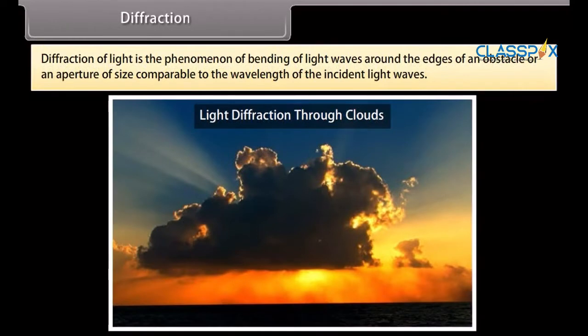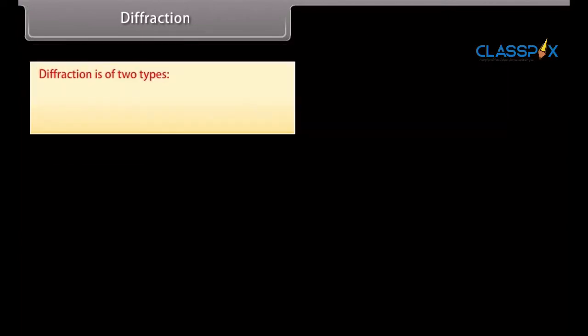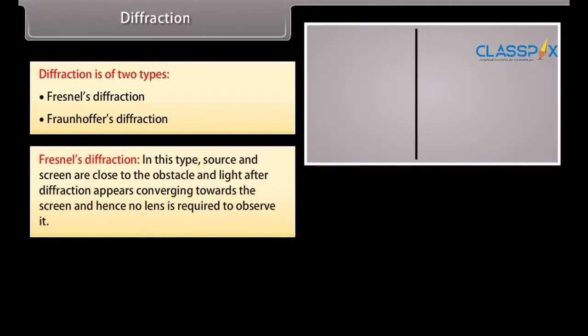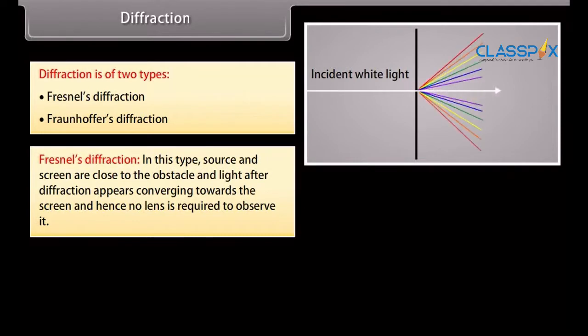Diffraction. Diffraction of light is the phenomenon of bending of light waves around the edges of an obstacle or an aperture of size comparable to the wavelength of the incident light waves. Diffraction is of two types: Fresnel's diffraction and Fraunhofer's diffraction. In Fresnel's diffraction, source and screen are close to the obstacle and light after diffraction appears converging towards the screen, and hence no lens is required to observe it.